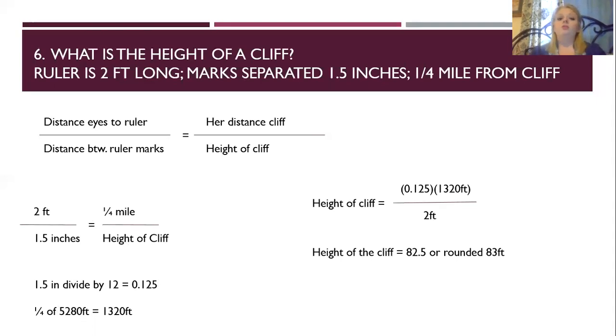And now we're going to rearrange that equation, because we need the height of the cliff. So we're taking our 0.125, or the 1.5 inches, and multiplying it by the feet that she's from it, the 1,320 feet, and we're going to divide that by 2. And when we do that, the height of the cliff is going to be 82.5, but we need to round that. So it's going to be around 83 feet.